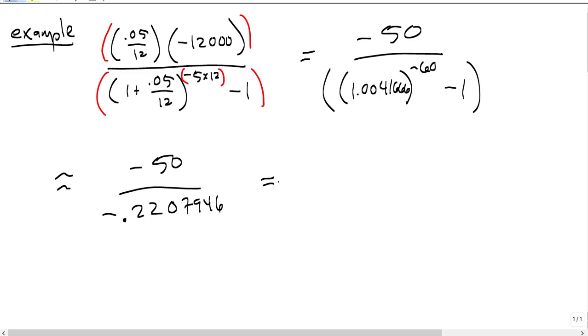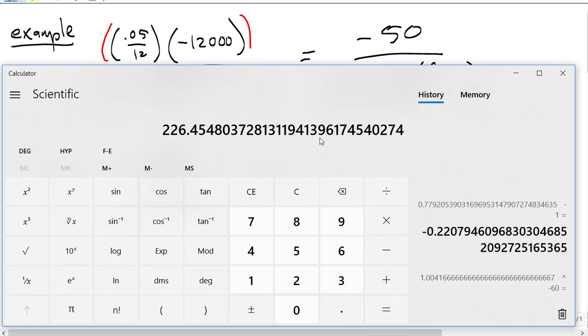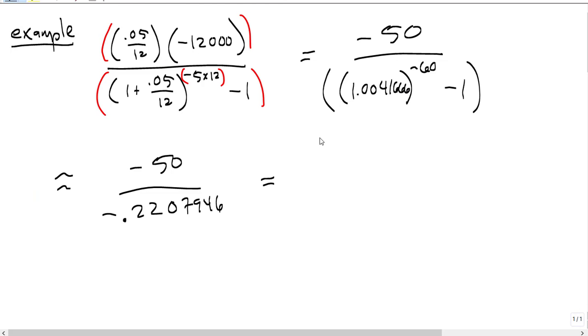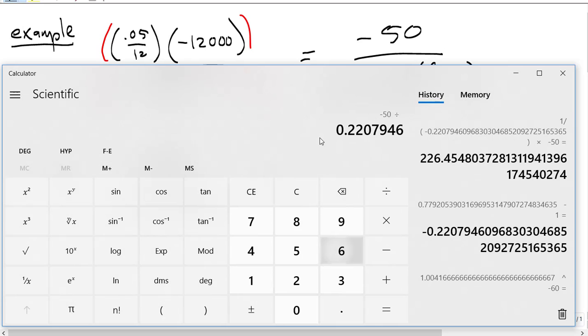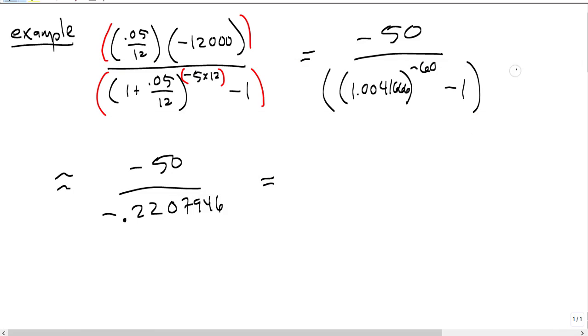Okay, and so what do we have? We have 50 divided by that. One thing that I love: if I want to divide by that, I can use the 1 over x button to put it in the bottom and then multiply by the negative 50 and get the right answer. But if you don't know about that, fine. We'll just do negative 50 divided by, what was the number again? 0.2207946 negative, and we get 226.45.